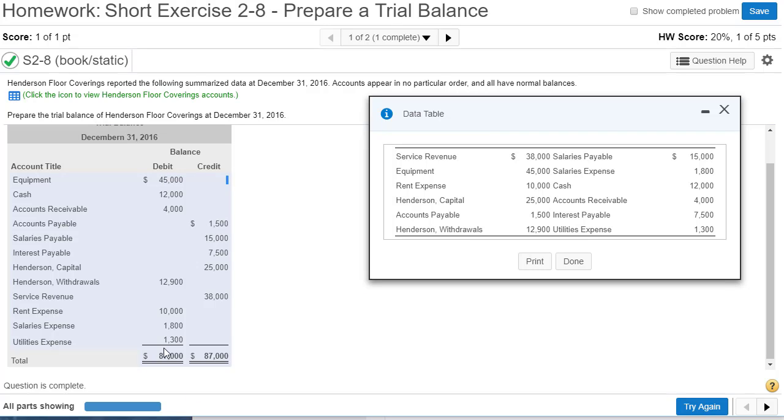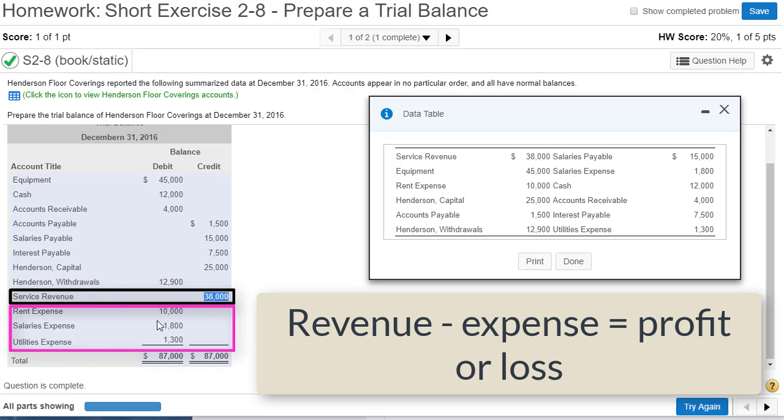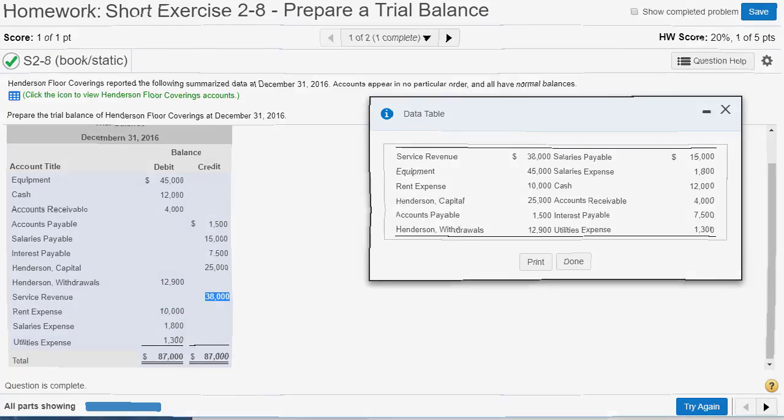After they double check that debits equal credits, this company could use the trial balance to create the financial statements. The first financial statement is the income statement. Let's look really quickly to see if we have a profit or a loss. The formula for profit or loss is revenues, $38,000, minus our expenses. It's easy to tell just by glancing at the numbers that, yes, this company does have a profit. And that's it.